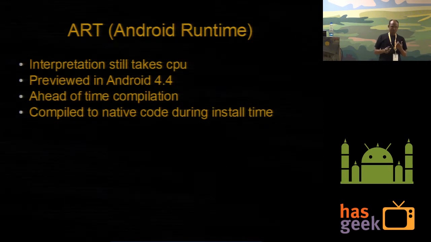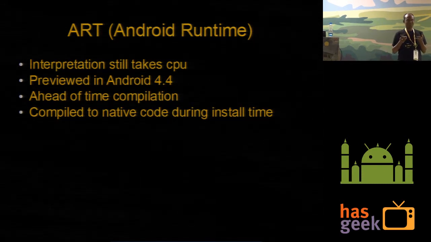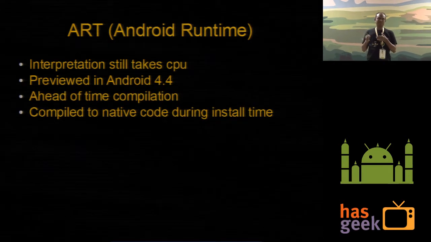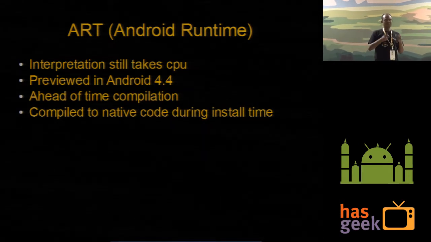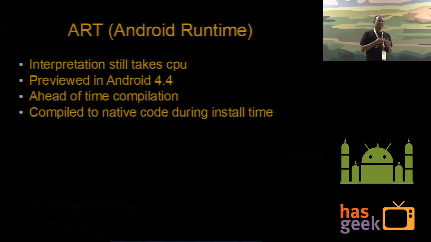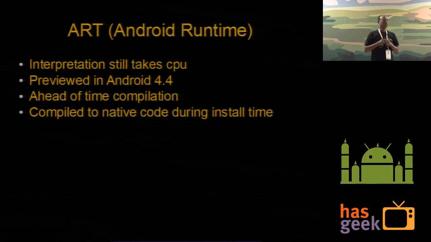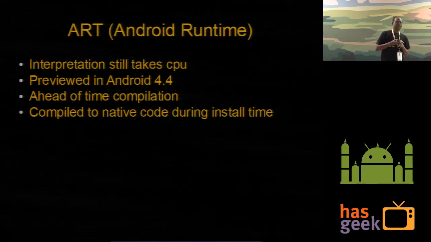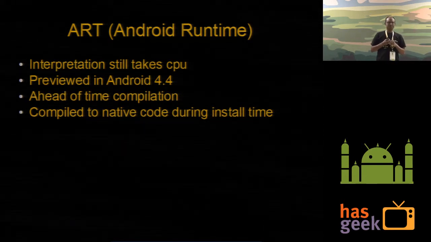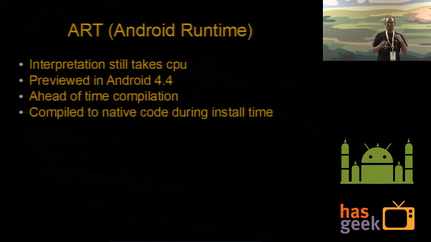Okay, but is that enough? There is still a cost to interpretation. It has to interpret every time. You optimize a little bit, but there's still a limit to that. So with Android 4.4, Android introduced, or tried to preview, something called ART, the Android Runtime, is what they call it. If you have got an update for 4.4, you can try it out.